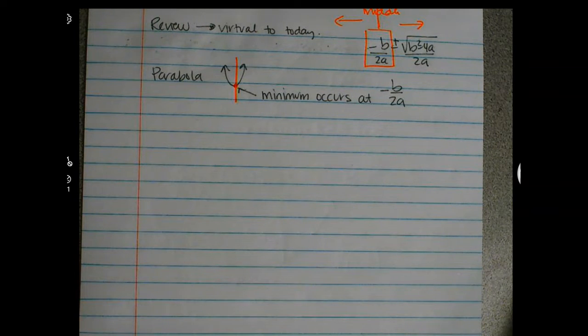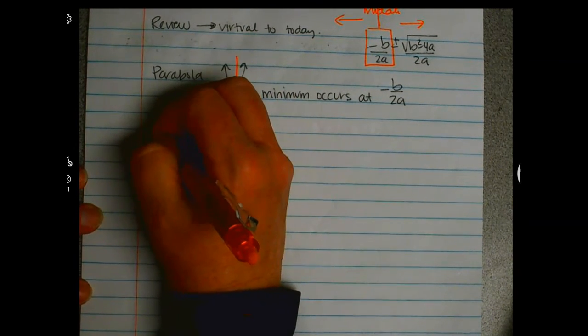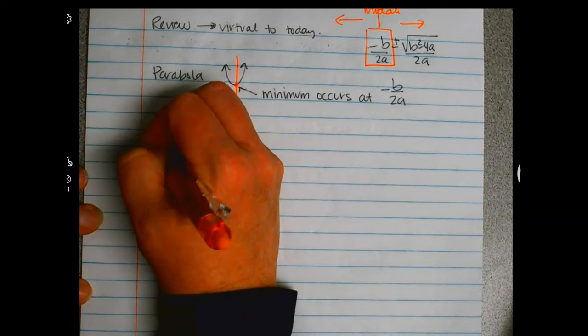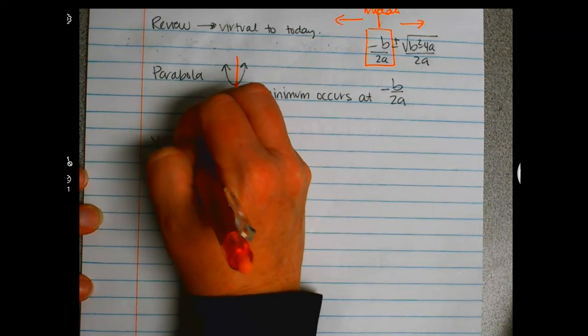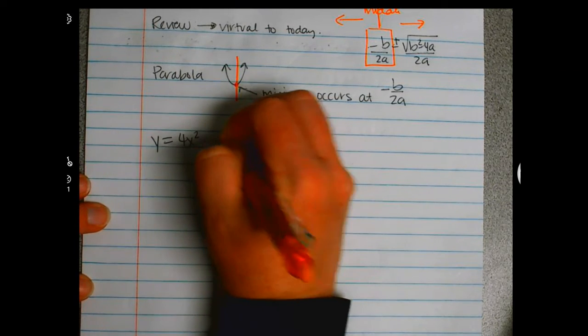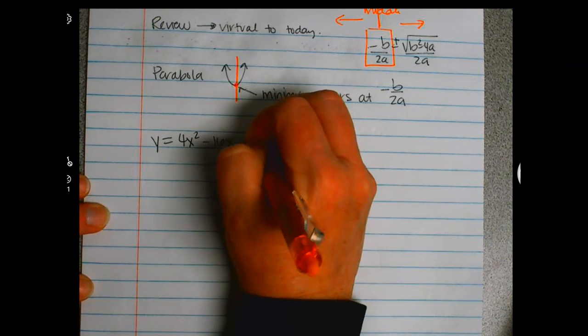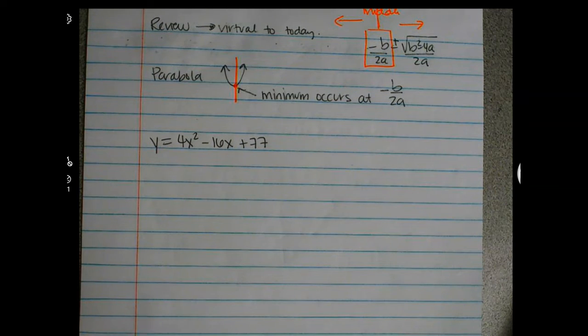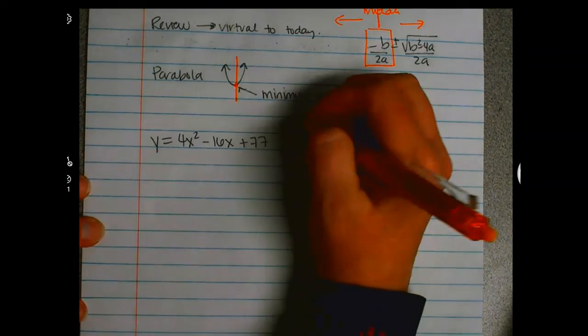So why do we care? Because no matter what function we have, I can make up any function I want. I could say y equals 4x squared minus 16x plus 77. And as long as I recognize that it's a parabola, then I know exactly where the vertex is. And in this case, I even know that it's a minimum value. How do I know the minimum value exists? What kind of parabola is this? It is positive, so this value is positive. The x squared determines the shape, and so it looks like this.